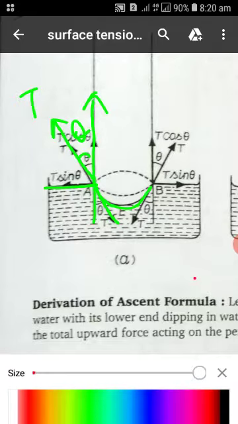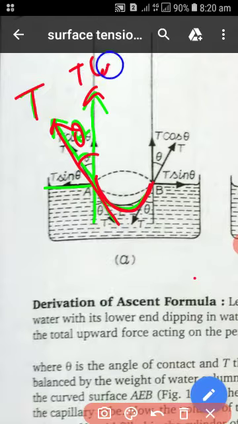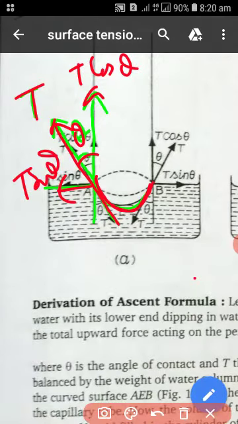See, water rises up in this way. So this is the water surface inside the tube. If you draw the tangent, this shows the tangent, and this is theta. So here is T cos theta and here is T sine theta. Now you tell me, why does water rise up through this tube? Because of T cos theta.